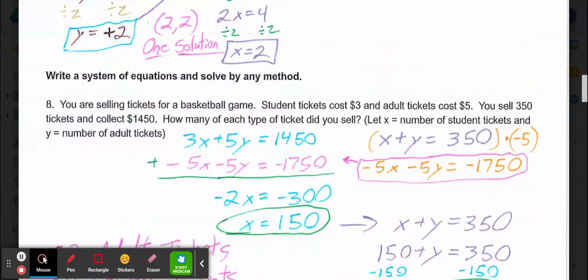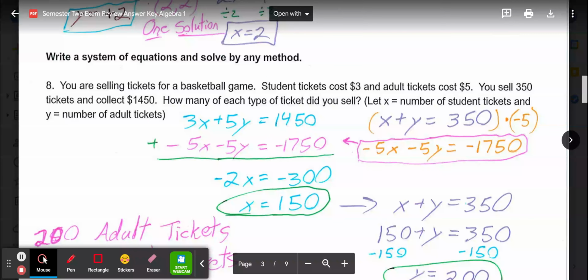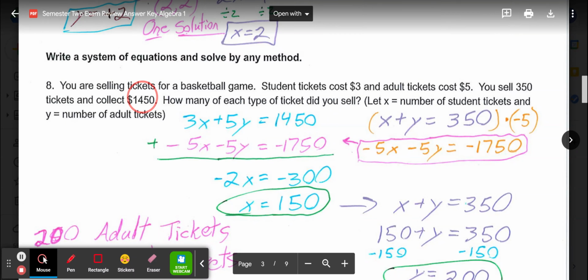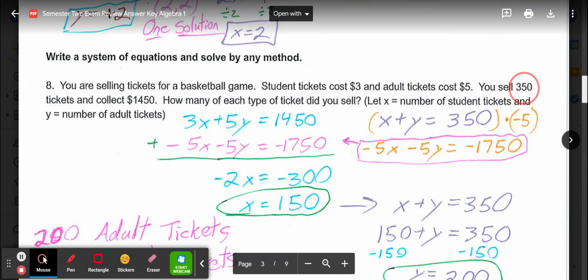Then in 8, a word problem. Student tickets are $3, adult tickets are $5, and our total amount of money was $14.50. So 3x plus 5y equals $14.50. Then we know we sold 350 total tickets, so x plus y is 350.